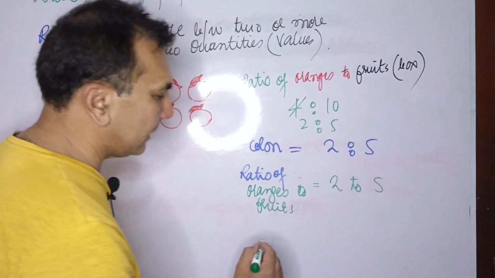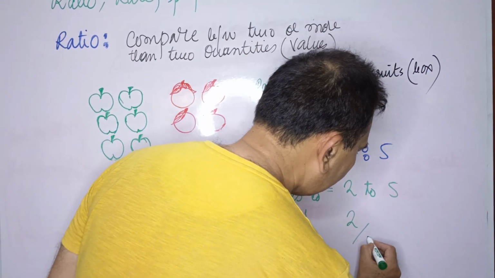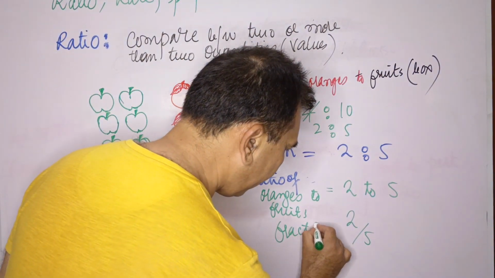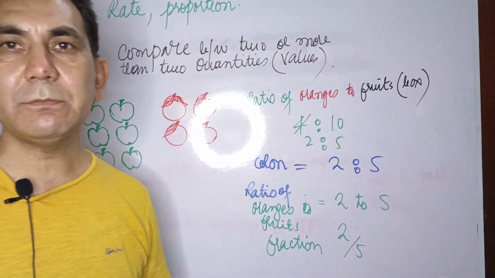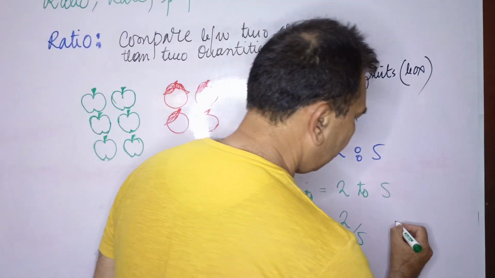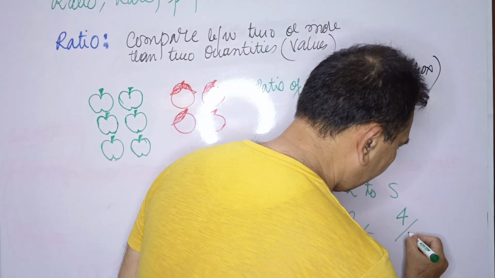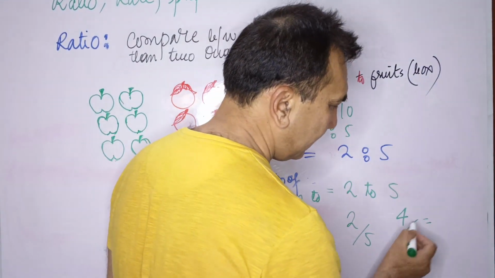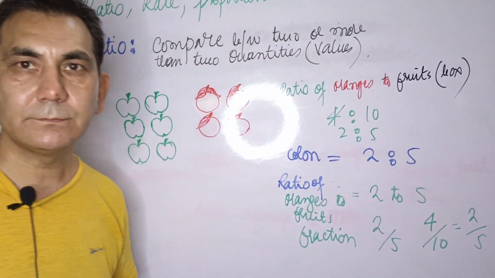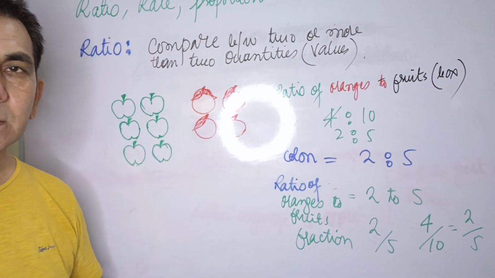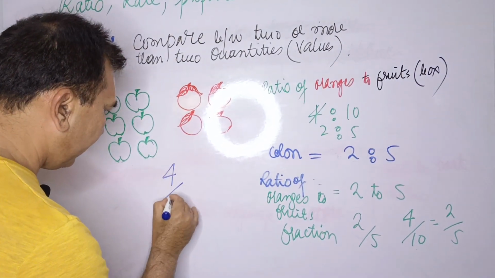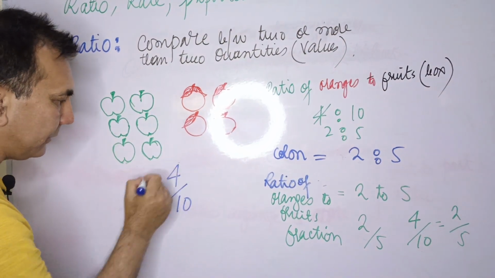Now the third method, we can write 2 to 5 as a fraction method. It is called the fraction method, 2 upon 5. Suppose we write 4 and the total number of fruits, 4 divided by 10, it comes to 2 to 5 in the fraction method. Now to clear your concept, what is this 4? It is the number of the oranges.